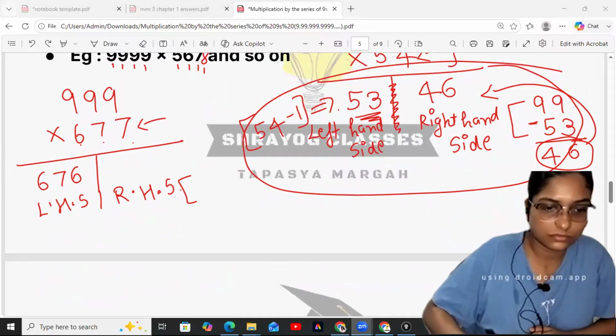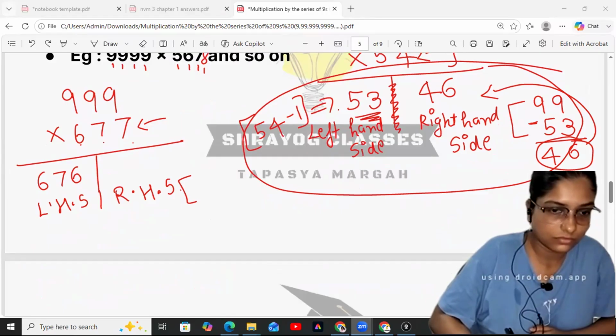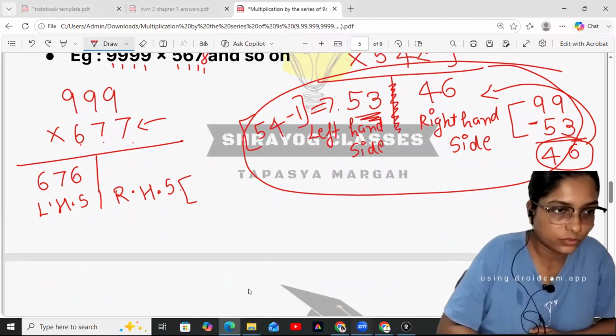So this is 3. Understood? Now let's... oh, I did not share the screen here. Okay, I'll redo it again.